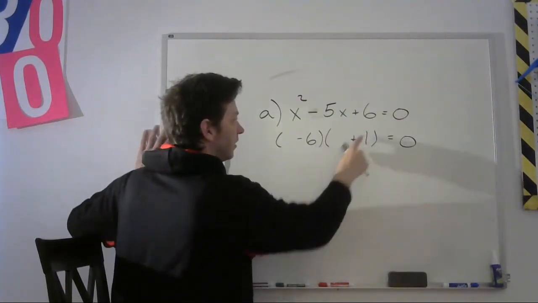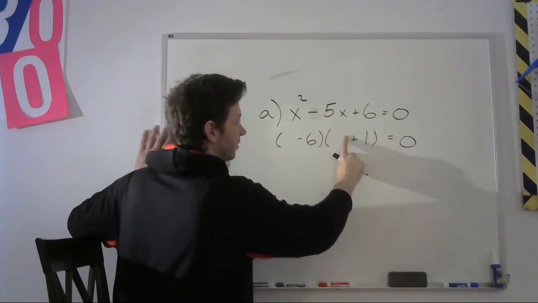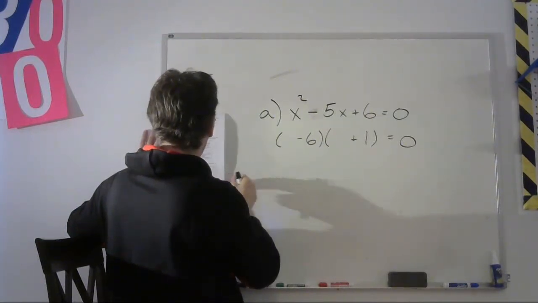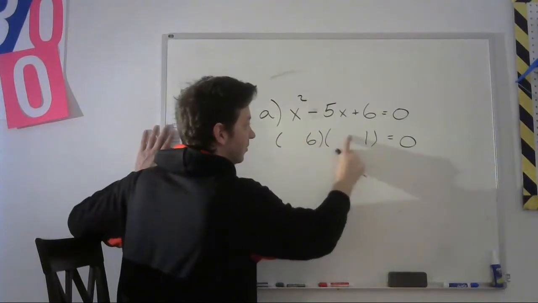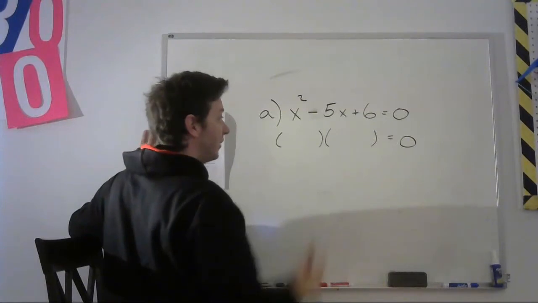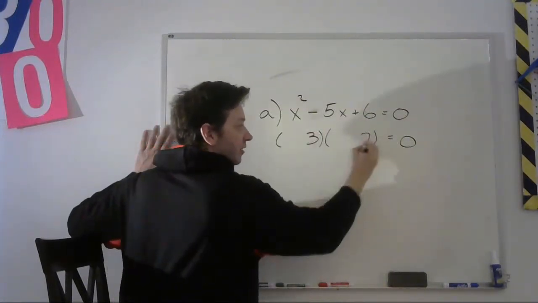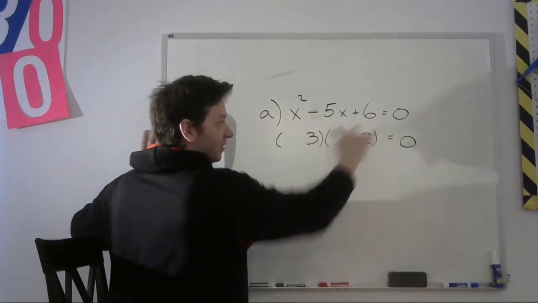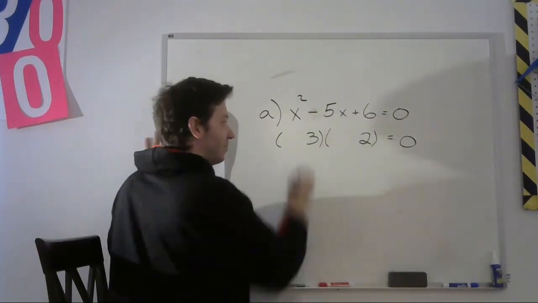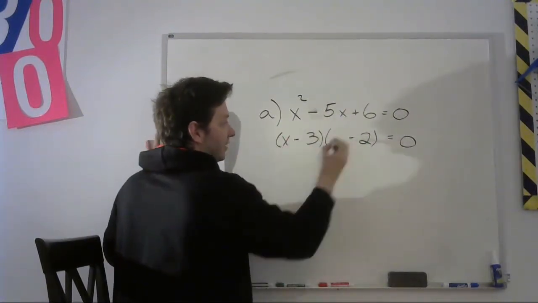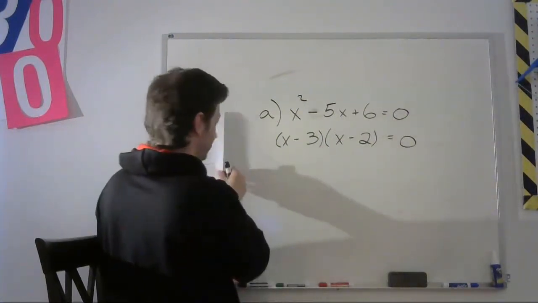Hold on. You need to get positive 6. Those are not going to work. 3 and 2 should work. Let's try 3 and 2. Right? They multiply to give you positive 6, but they don't add to give you negative 5. But if we make them both negative, then that works. So x, there we go.